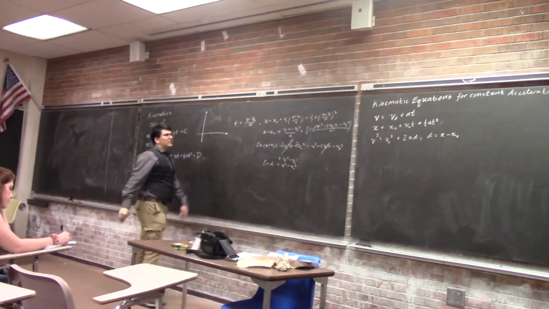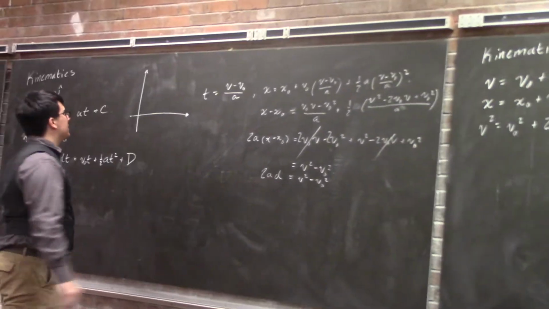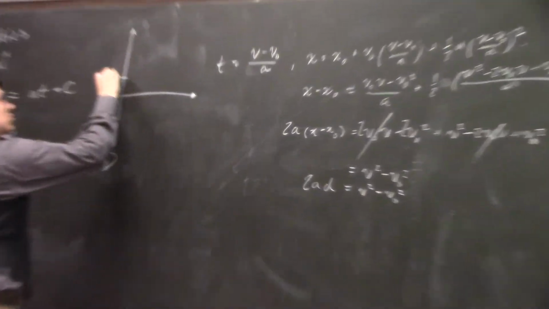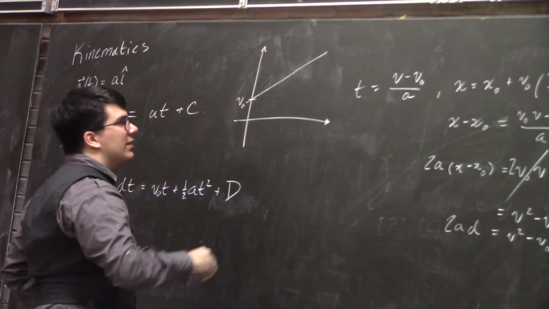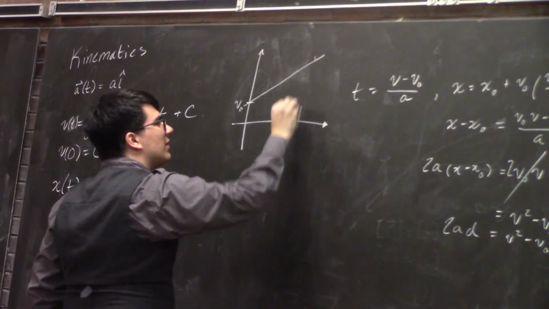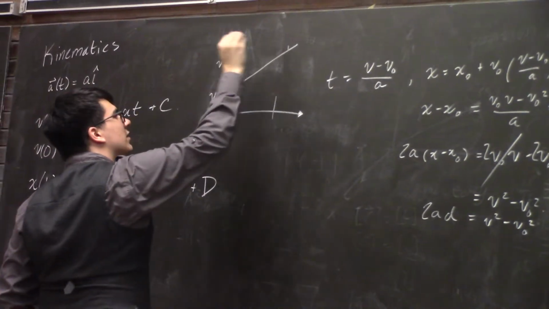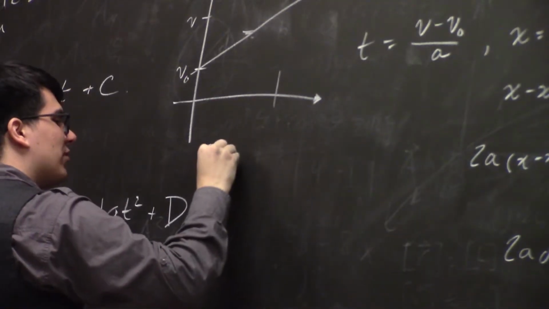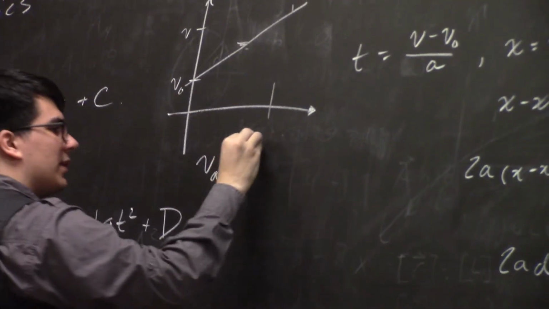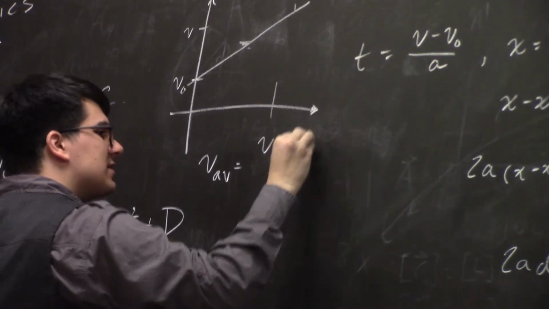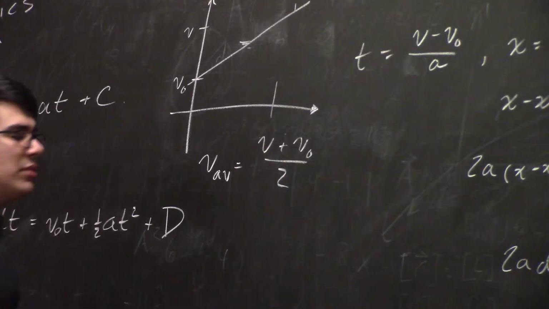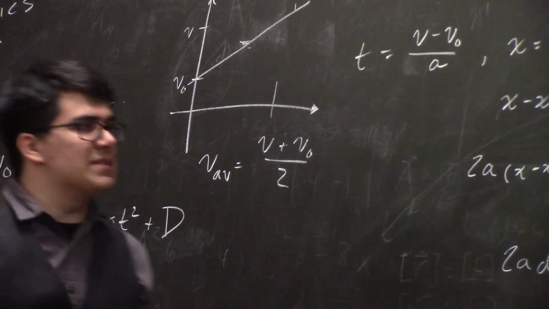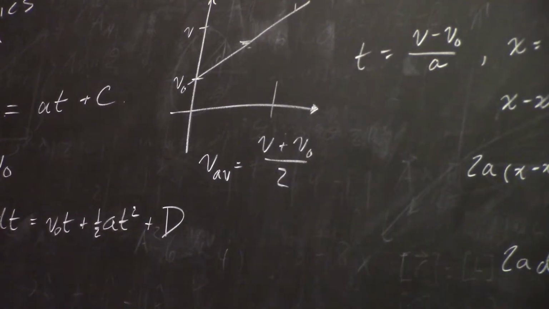I have this function v equals v naught plus at. If I start out at an initial velocity, this is going to be a linear function, right? And I stop it at some arbitrary point for v, and I want to find the average value here. The average velocity is going to be the final plus the initial, just divided by 2. Easy peasy. That's the last one, really.